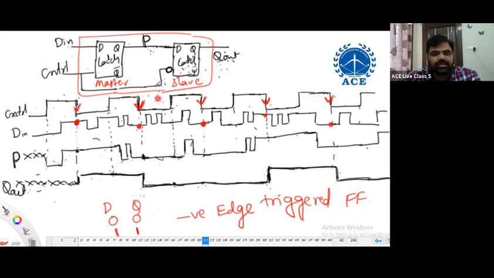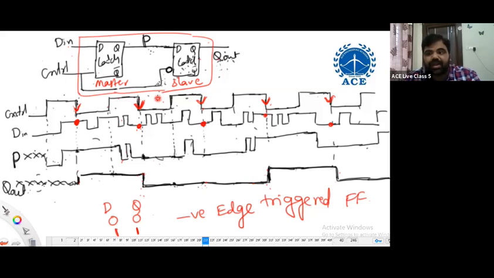So it is a negative edge triggered flip-flop because master is logic 1 enable, slave is logic 0 enable. If I interchange, if master is logic 0 enable, slave is logic 1 enable, then obviously it becomes a positive edge.